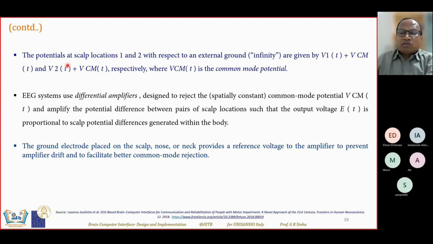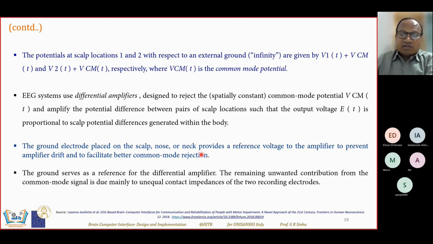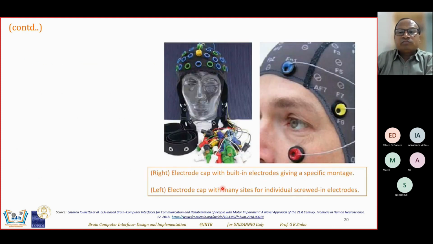V1 plus VCM, V2 plus VCM. And the amplifier, to prevent amplifier drifts. What is the significance of this? It always helps to avoid amplifier drift and facilitates better common mode rejection. There is an important parameter in operational amplifiers called the common mode rejection ratio, indicated by CMRR. The ground serves as the reference for the differential amplifier. The remaining unwanted contribution from the common mode is mainly due to unequal contact impedances of the two recording electrodes.